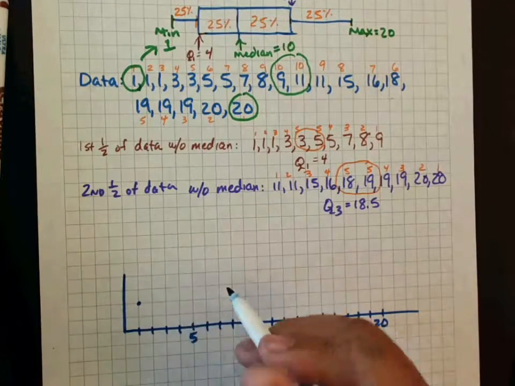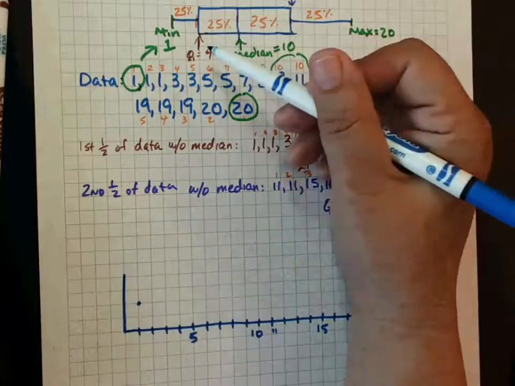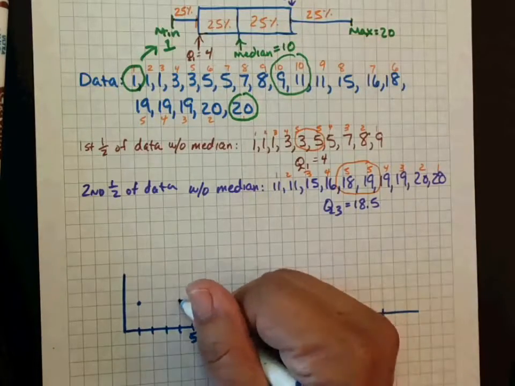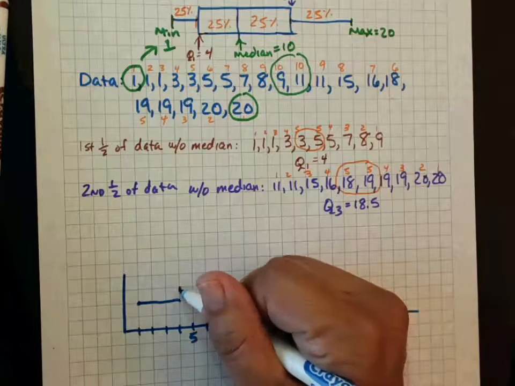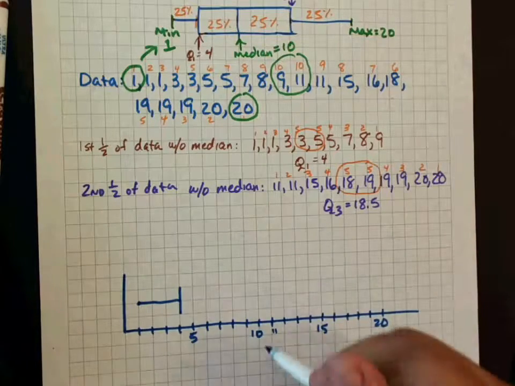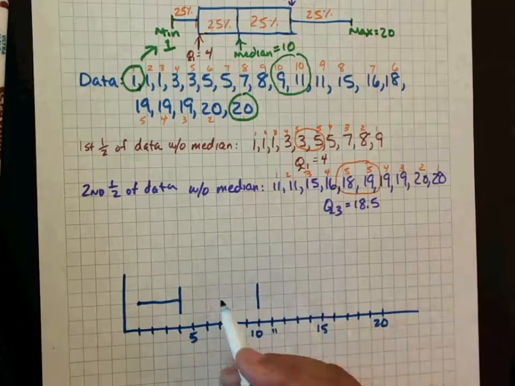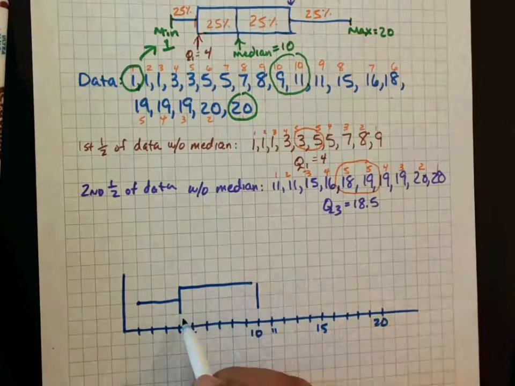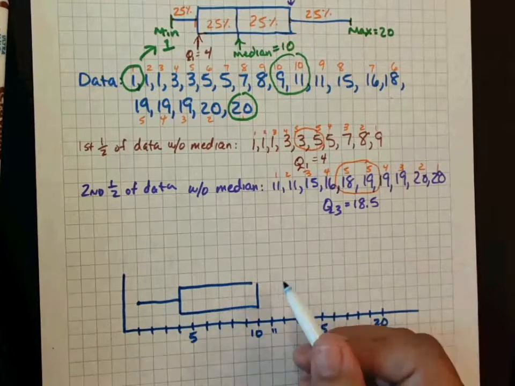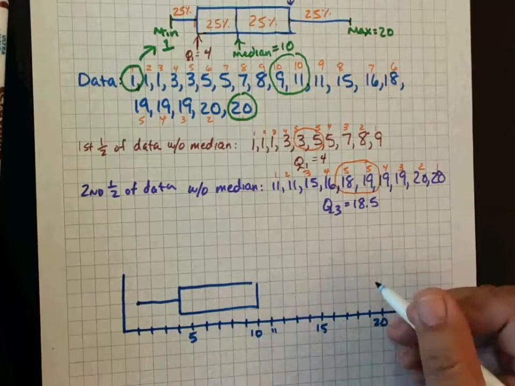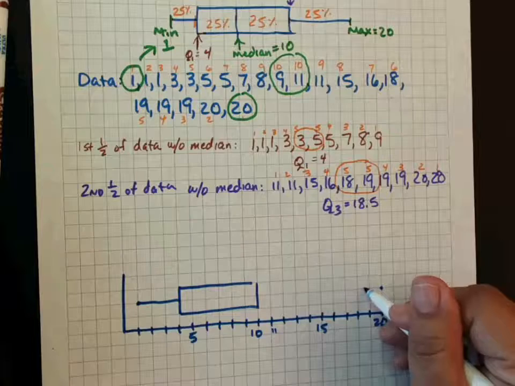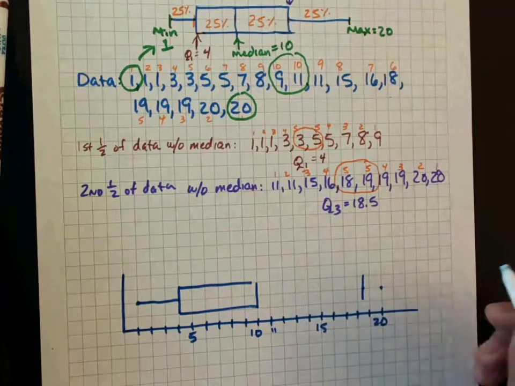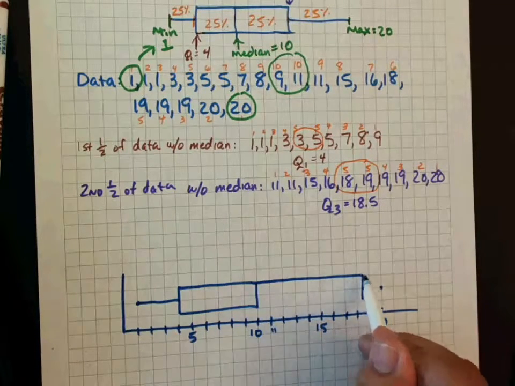We'll put it right there. And then I continue on to Q1, which is at 4. Then I start my box there. I'm going to go all the way up to 10. And then my next point, my maximum point is at 20, and this other point's at 18.5, which is right there. I keep my box going.